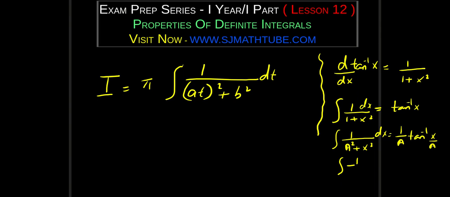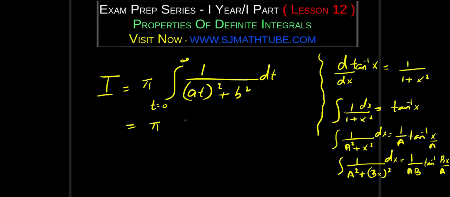And now the integral of 1 by a square plus, let's say, bx the whole square dx will give you 1 by a into b tan inverse bx by a. If you know this, it's easy. Otherwise, we have to take that common factor, etc. Anyway, I'm going to apply this directly. For the time being, the limits are 0 to infinity. So we get 1 by a into b tan inverse at by b within the limits t equal to 0 to infinity.